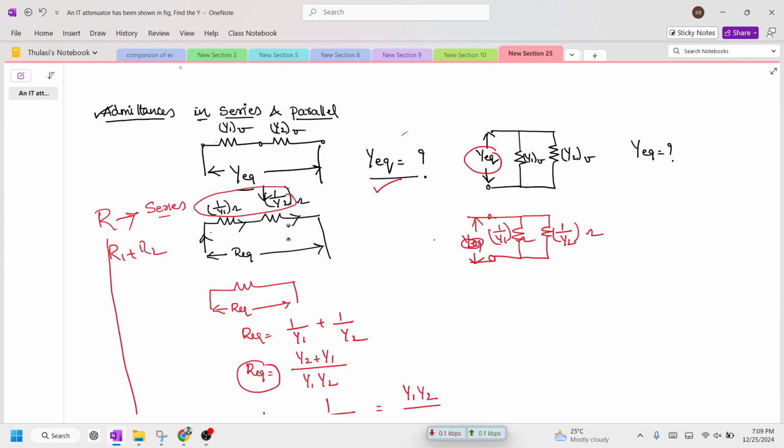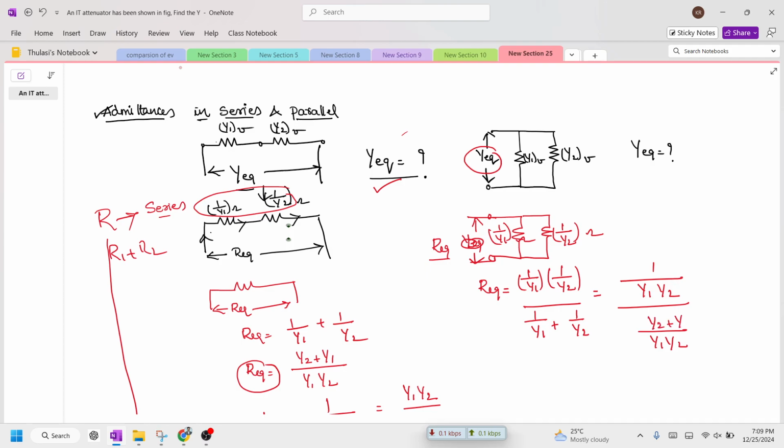So rather than finding y equivalent, let's try to find out R equivalent, which is very easy. The two resistors are connected in parallel. So therefore, when two resistors are connected in parallel, the formula of R equivalent is r1 into r2 divided by r1 plus r2. What is r1? 1 by y1. So from here, what I can write down is, common term is y1 y2 divided by, so here the LCM term is y1 y2, this is y2 plus y1. So y1 y2 will get cancelled. So here we are going to get 1 by y1 plus y2.